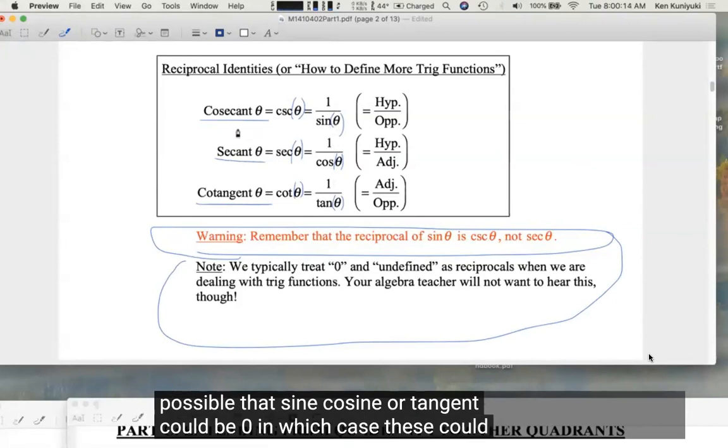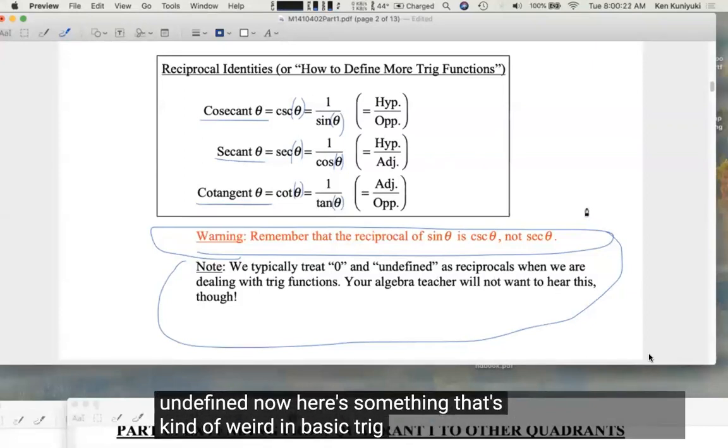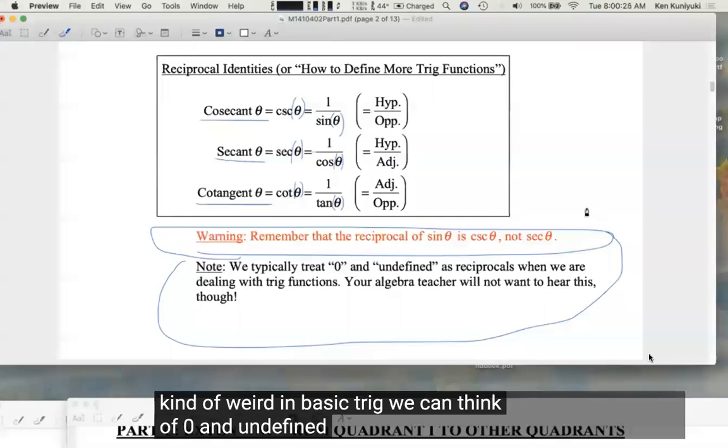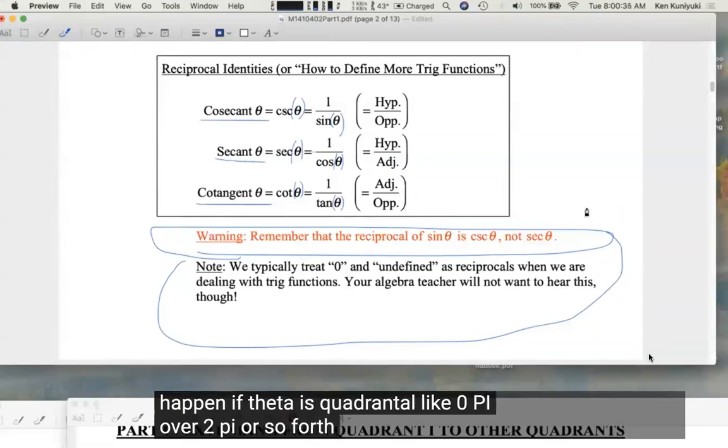In which case, these could be undefined. In fact, tangent itself could be undefined. Now, here's something that's kind of weird. In basic trig, we can think of 0 and undefined as reciprocals of each other. Now, again, this will not happen if theta is acute, but this can happen if theta is quadrantal, like 0, pi over 2, pi, or so forth.